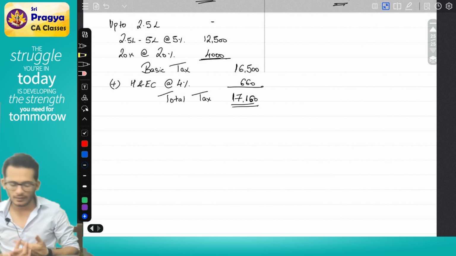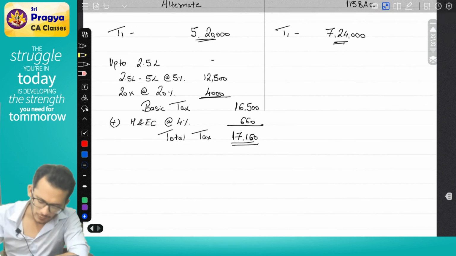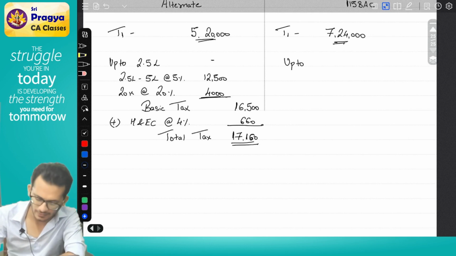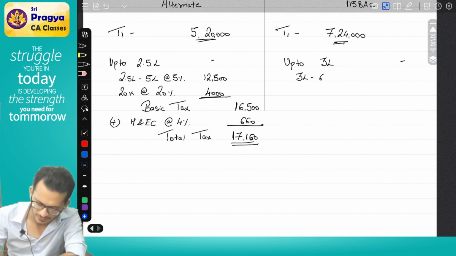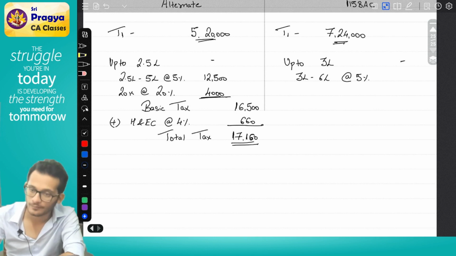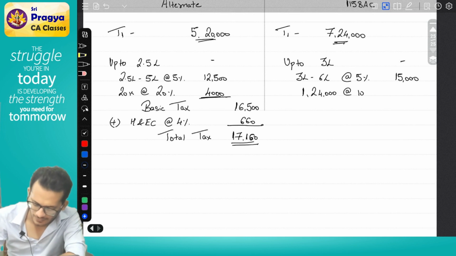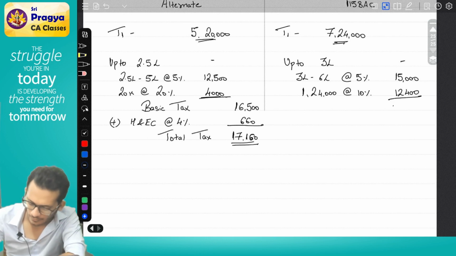17,160. Clear? Yes, let's come to the right side. What will happen? Up to 3 lakhs, 0. Then 3 lakhs to 6 lakhs at the rate of 5%. Number is 15,000. Balance is 1,24,000 at the rate of 10%. Number will become 12,400. Total is 27,400.